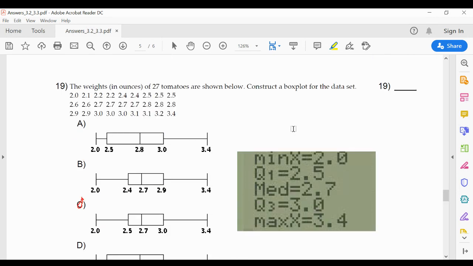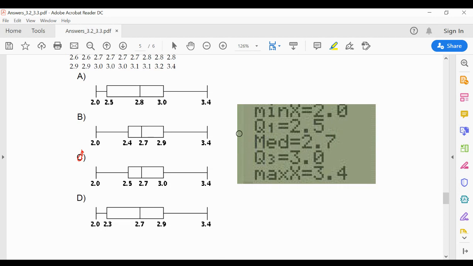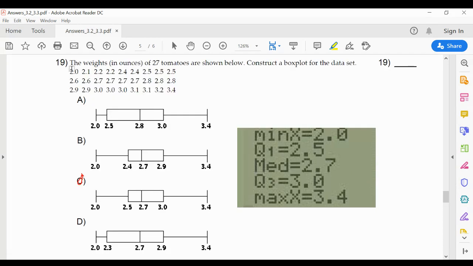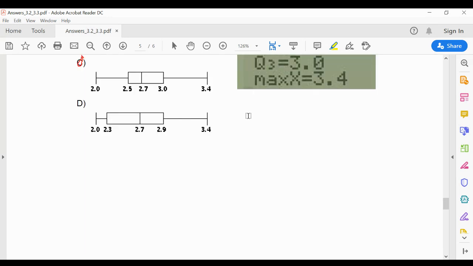Exact same thing with number 19. There's a screenshot of me putting these 27 numbers into a list. Stat, calculate one variable, stat, Q1, Q2, Q3. And all I'm doing is matching up. 2.5, there it is. Mean, 2.7, there it is. Quartile 3, 3.0, there it is. The low and the high number, those are no-brainers. There's your low and there's your high. I mean, you don't have to do any calculation. All right, that is that.